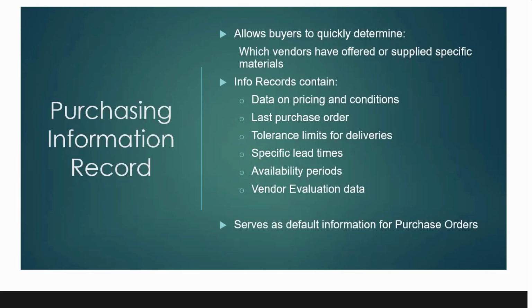You can also put here the last purchase order. You can save what your last purchase order was. I bought the last time from Electronic Extra the HP 2020, and he sold it to me at 1,000. For me it's a reference history. The tolerance limit of deliveries. Also we can say, this vendor gives me a tolerance limit to deliver.